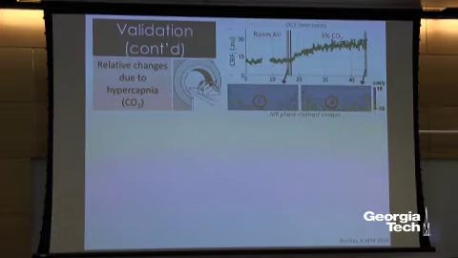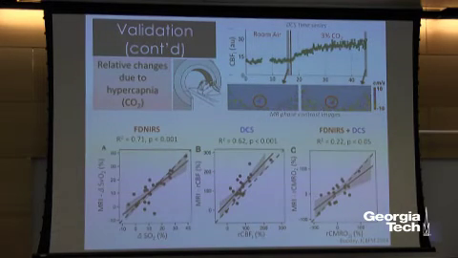And then next, we were able to do a hypercapnia challenge where we gave the patients carbon dioxide, which is a potent vasodilator. And similarly, we saw nice agreements between the relative changes in our optically measured parameters and the relative changes in our MR measured parameters.